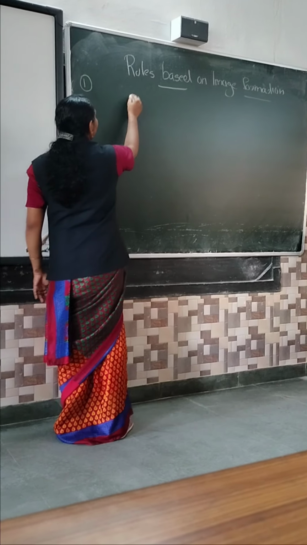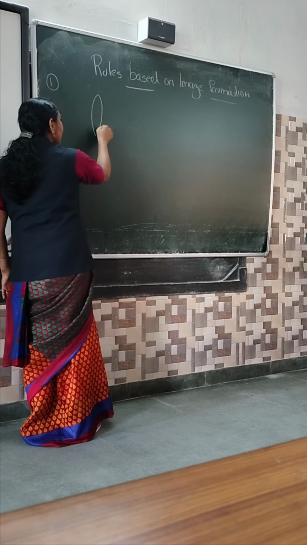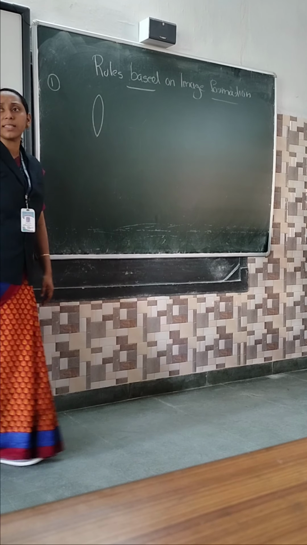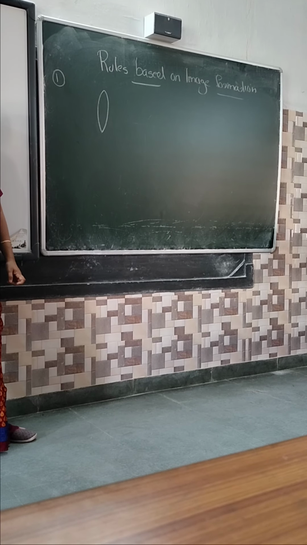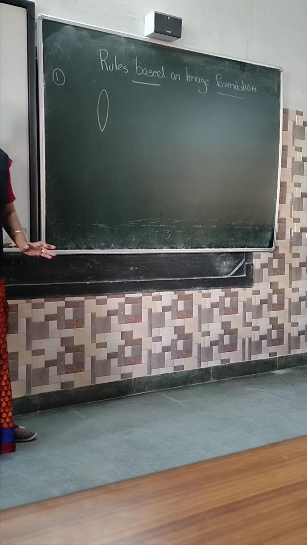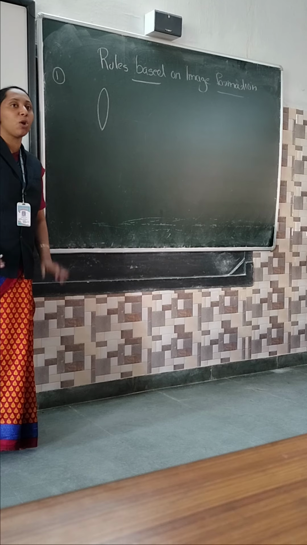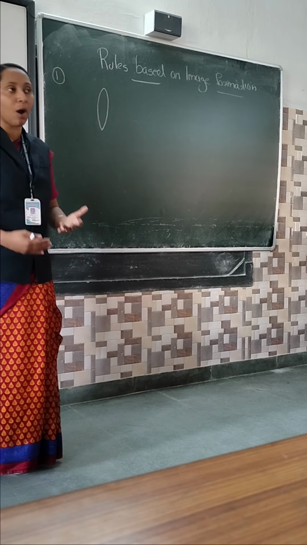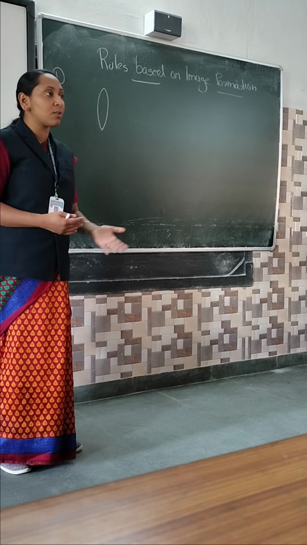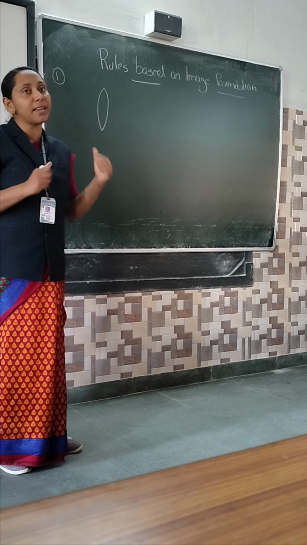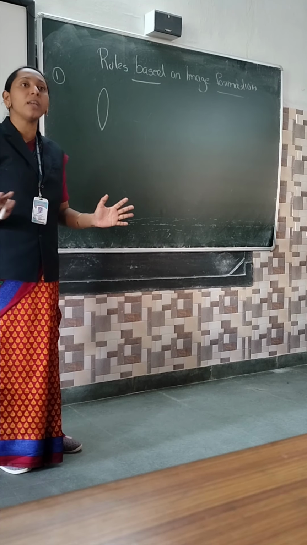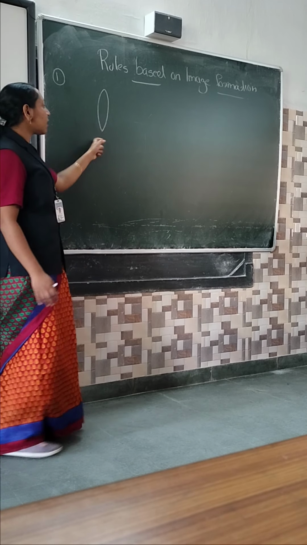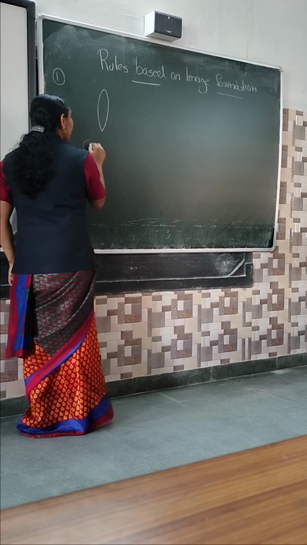First, I consider this lens. Which lens is this, concave or convex? Convex. We already know plano-convex, double convex, concave or convex. If it is not mentioned, normally you should say it is a double convex. Double convex is normally called a convex lens. So this is a convex lens. I am writing: this is a convex lens.